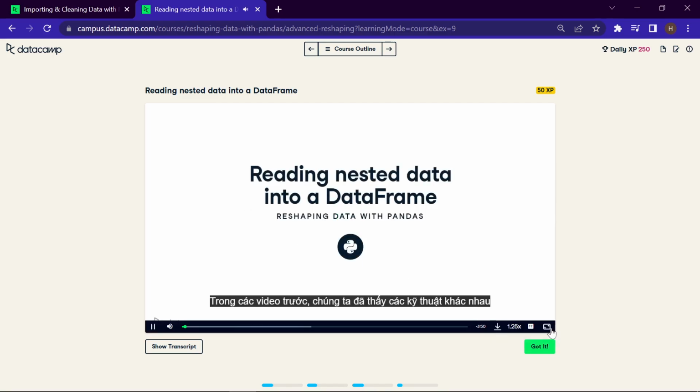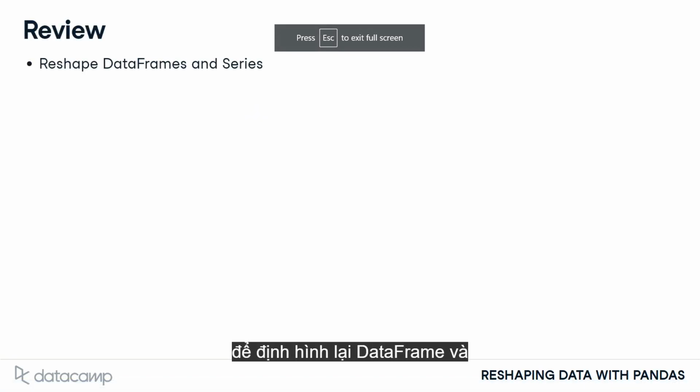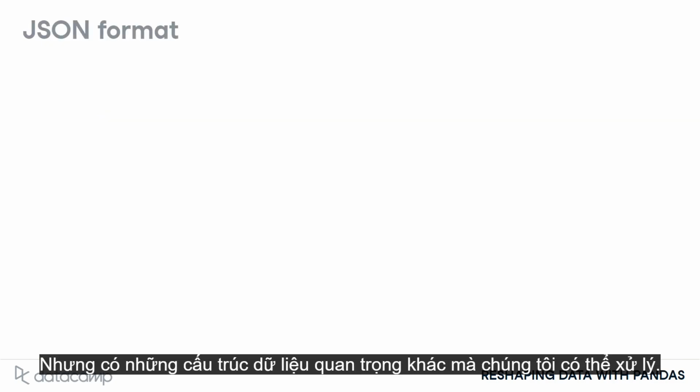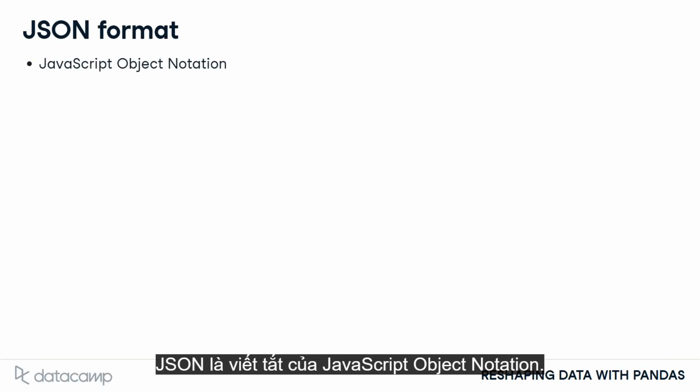In previous videos, we have seen different techniques to reshape data frame and series, to explode lists contained in columns, and to split and concatenate string columns. But there are other important data structures we can handle. JSON format is one of them. JSON stands for JavaScript Object Notation.